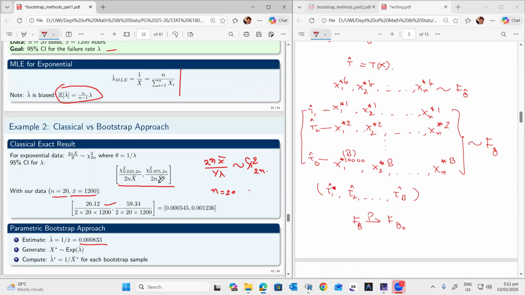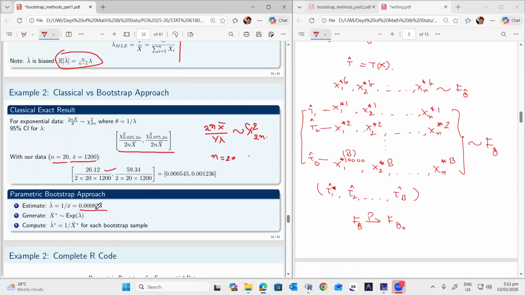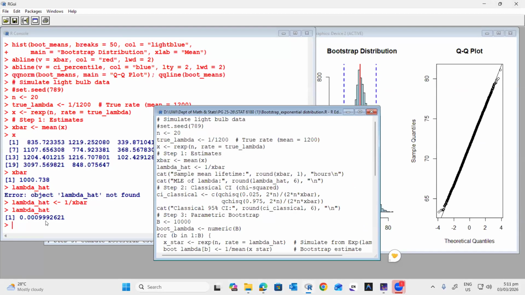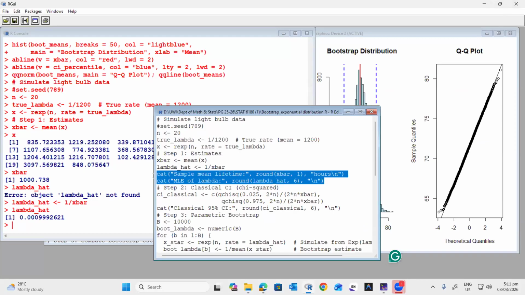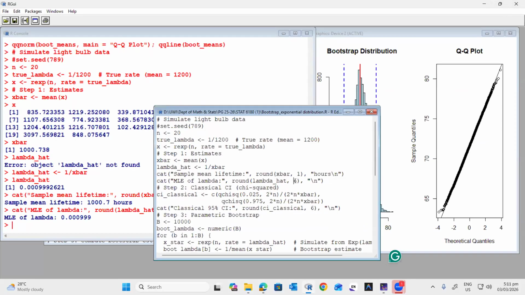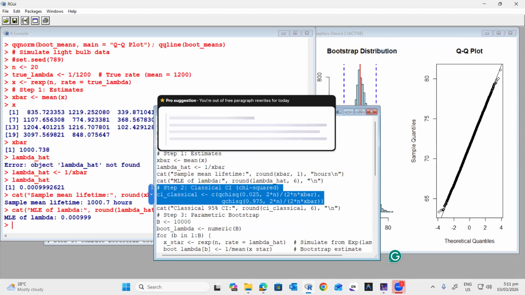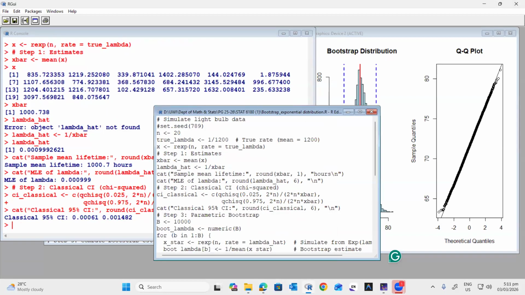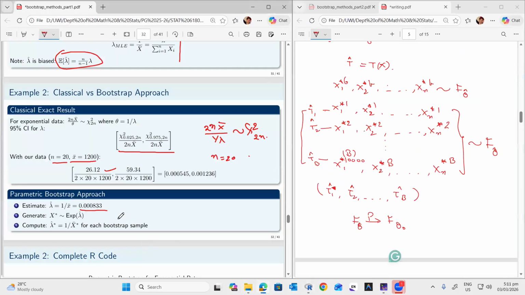but we were getting the estimated mean as 0.000833. Here we are getting 0.009992621. So after that, what we are going to do is compute the classical confidence interval here, from the given method that we discussed earlier.